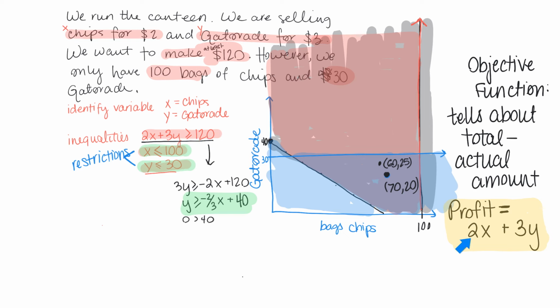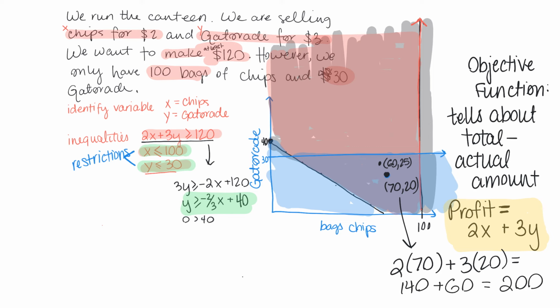So to use that, I could come over here and take my 70 and my 20, and I would plug them in. So I would say 2x, which is 70, so 2 times 70 plus 3y, which was 20, right? Because I'm using this, which is just an option. But I could figure out how much I would actually make. Well, 2 times 70 is 140 plus 60, you made $200.